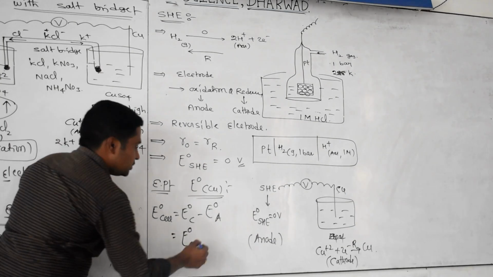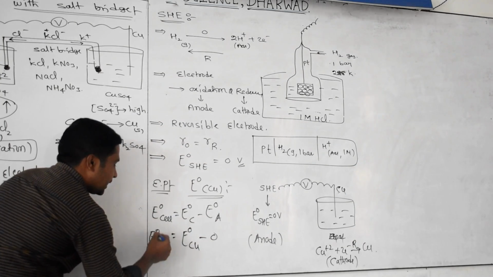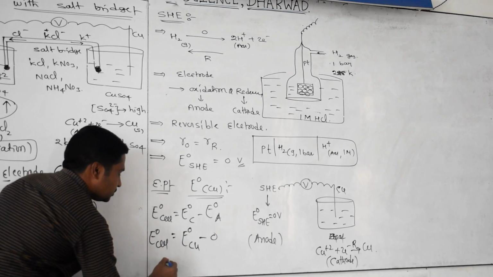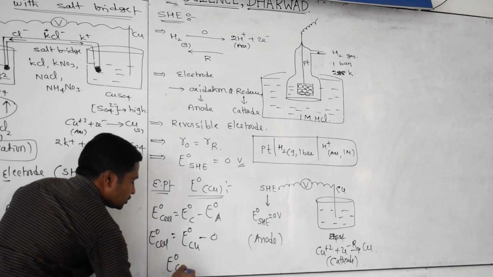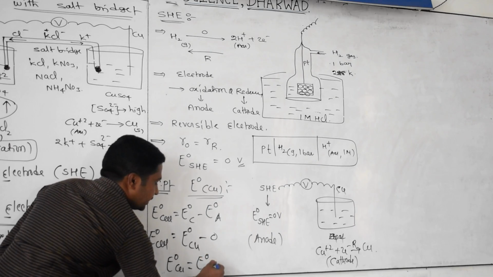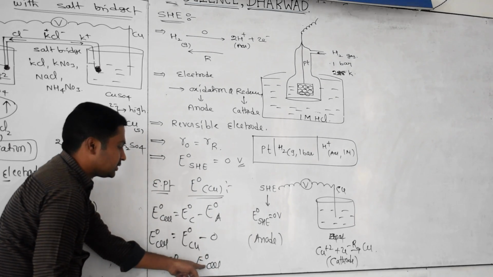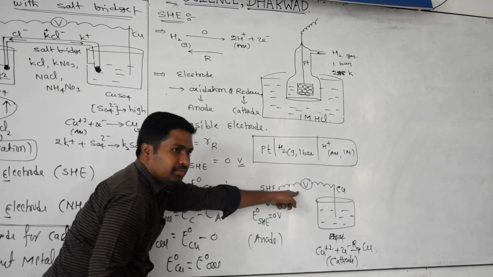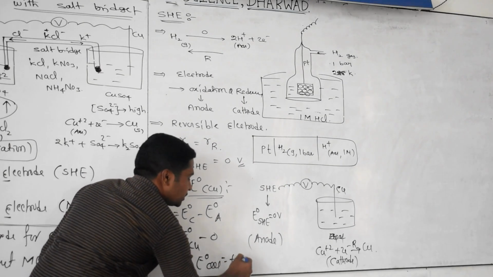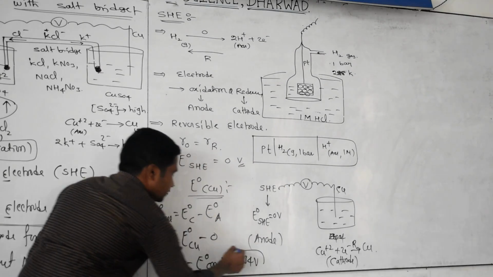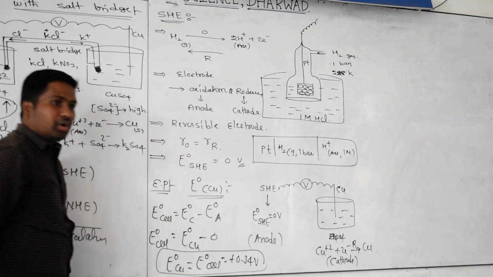The anode value is 0. So we are getting the standard EMF of this cell equal to the standard electrode potential of copper. The standard EMF of this cell, the value showing here, is nothing but plus 0.34 volts. You got my point?